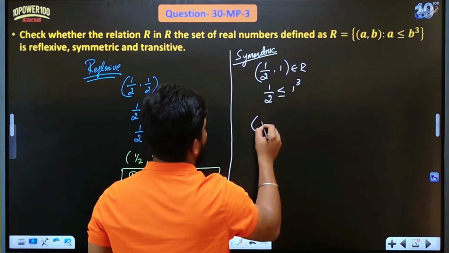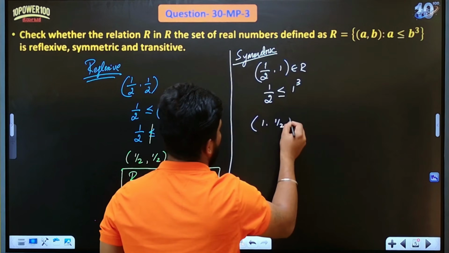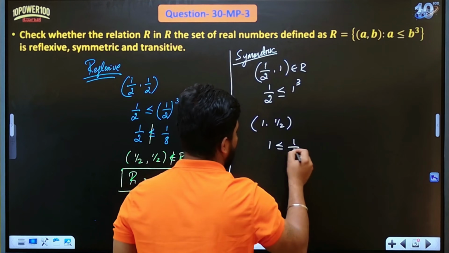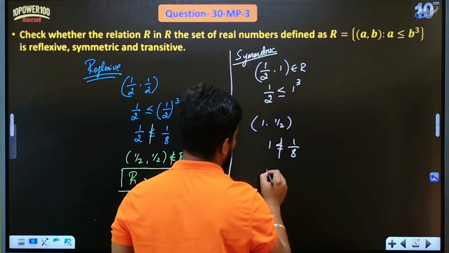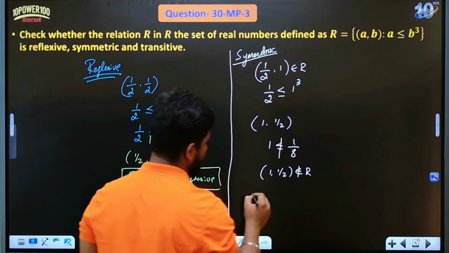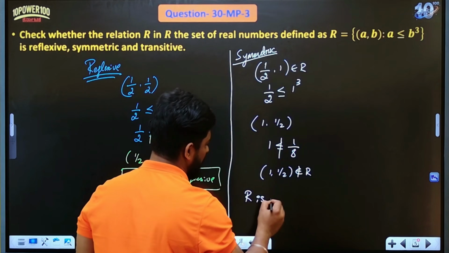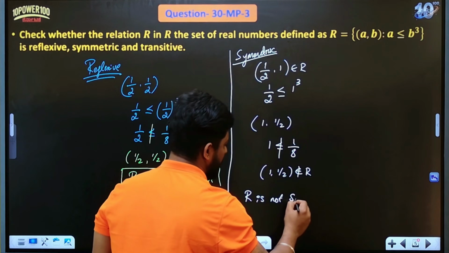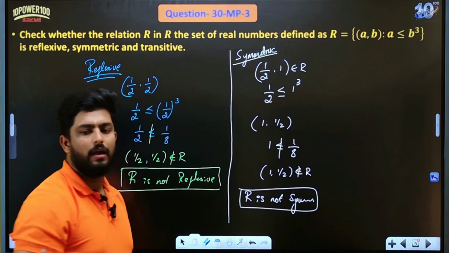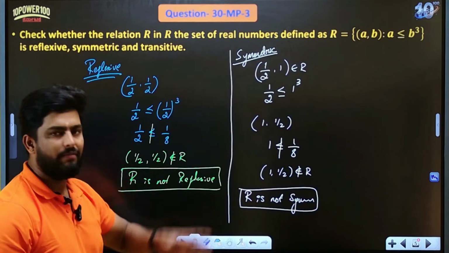Now what about the reverse of this? It is (1, 1/2). So 1 less than or equal to 1/2 the whole cube, which is 1/8. It's false. So (1, 1/2) does not belong to R. So we can say that R is not symmetric. Okay, very simple. This is how we have to prove it.